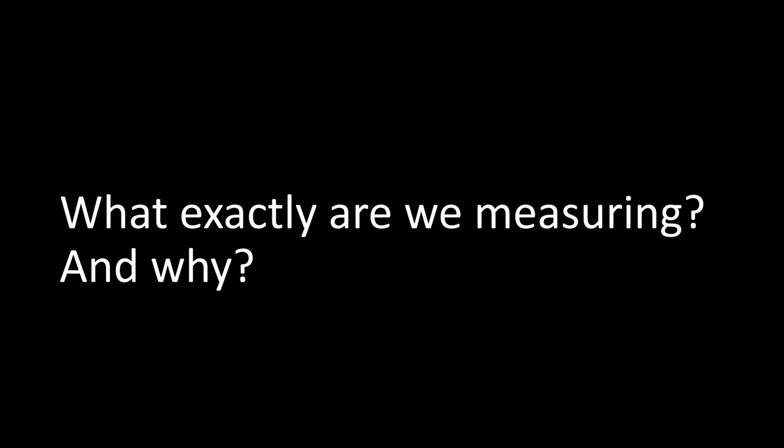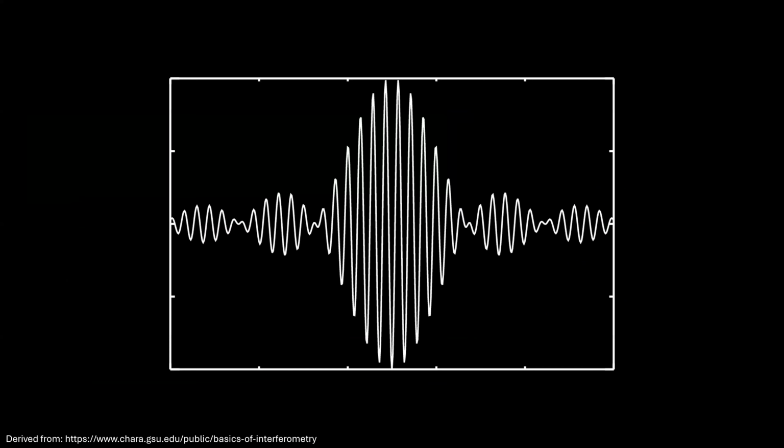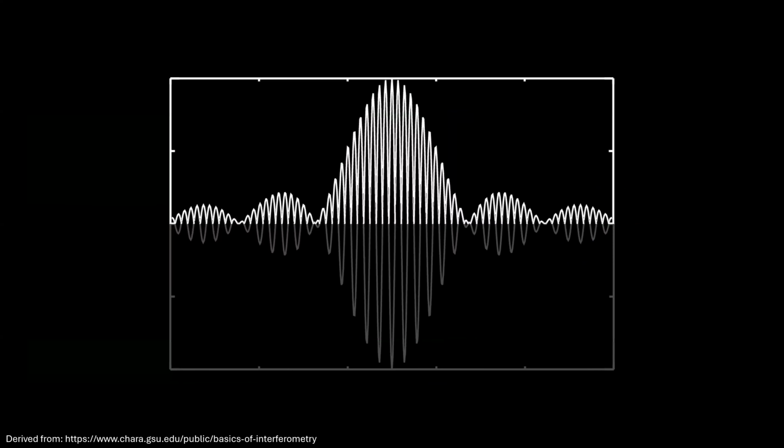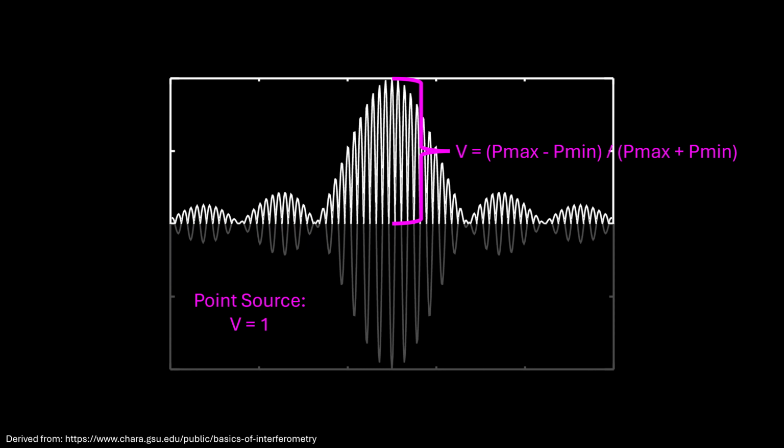So as I've been saying, we are measuring these fringes, specifically the intensity. So get rid of the bottom, flip it up to the top. And what we look for in interferometry is the visibility. It is the maximum fringe height minus the minimum fringe height divided by the maximum plus the minimum. You hope the minimum is 0. Because if the minimum is 0, you have a point source, your visibility is 1.